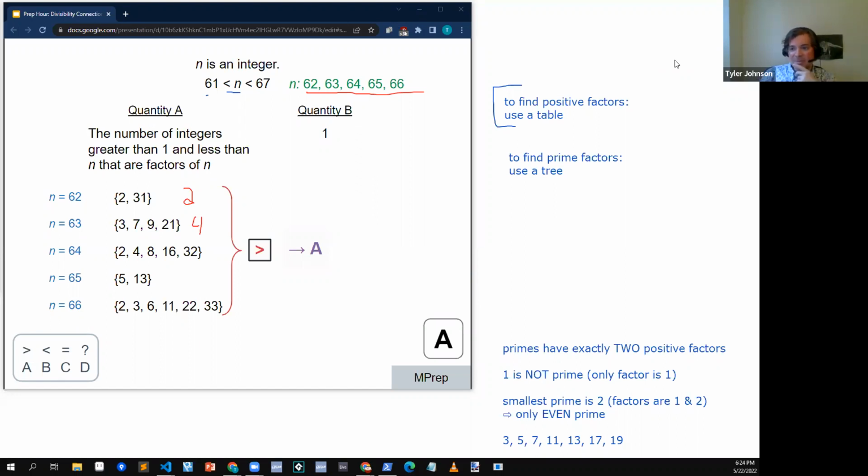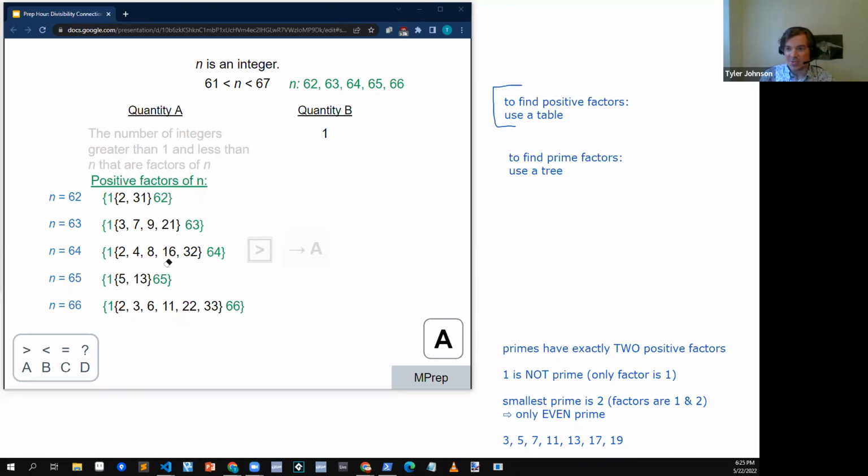Something else interesting about this problem, if I ignore that bit from quantity A, and if I reintroduce 1 and n itself for a moment, notice what's going on with the total number of positive factors for n. If n is 62, I have 4 positive factors there. If n is 63, I have 6 positive factors. If n is 64, we're going to get 7 factors. If n is 65, 4 factors. If n is 66, 8 factors.